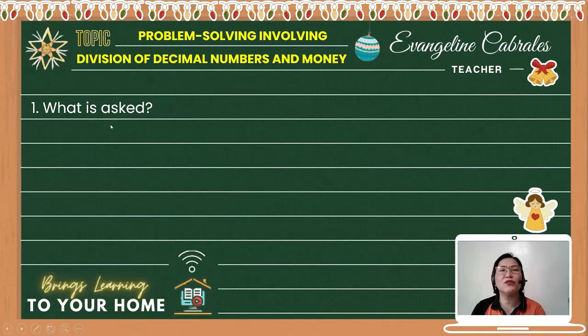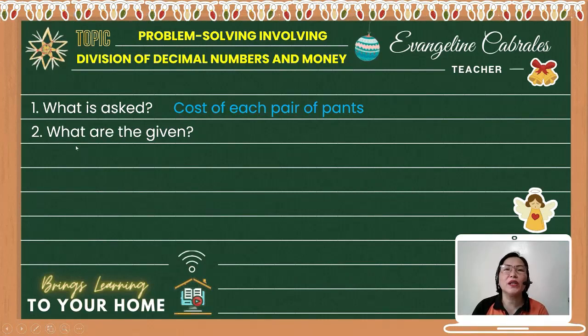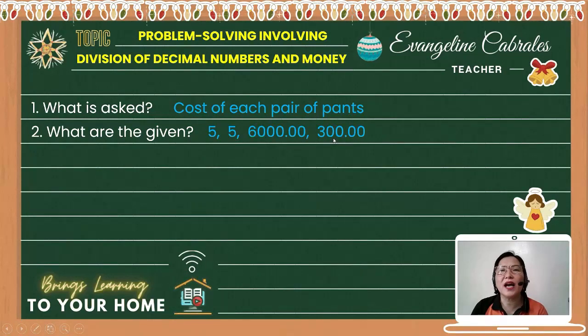So, ang number 1 is this. What is asked? Ano nga ba ang hinahanap sa problem? Ano yung kailangan nating isolve? Of course, that is the cost of each pair of pants. Magkano daw ang presyo ng bawat isang pares ng pantalon? Then the next question is, what are the given? Ano yung mga numbers or amount na gagamitin natin na nakikita sa problem para ma-solve ito? So, ano yun? 5, that is for the t-shirt. 5 for the pants. 6,000 yung total na presyo nila. At 300 yung presyo ng bawat t-shirt.